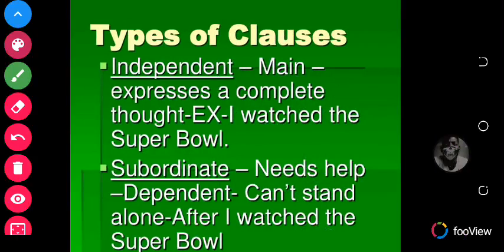And then we looked at the types of clauses: independent or main clause and subordinate clause. Independent or main clauses express a complete thought and make sense on their own. Example, I watched the Super Bowl. Subordinate clauses need help. They are dependent on the main clause, that is, they can't stand alone. Example, after I watched the Super Bowl. So the subordinate clauses always depend on the main clause to make sense. And then an exercise was given to you and I've received and marked them.